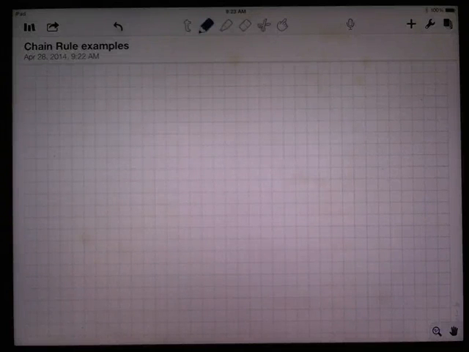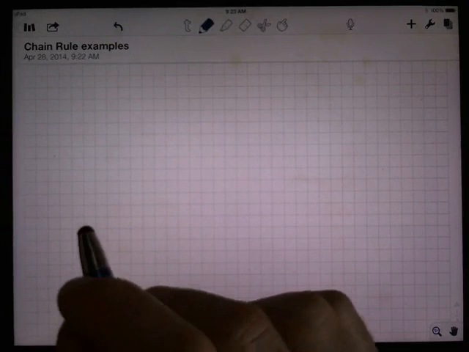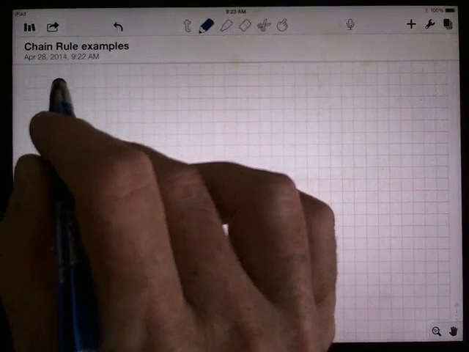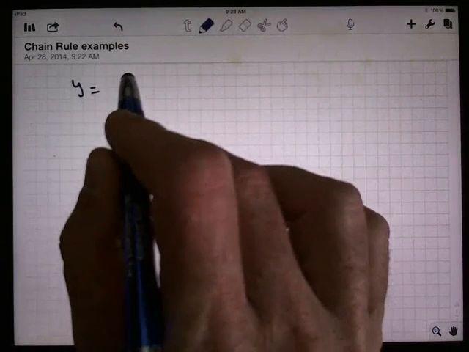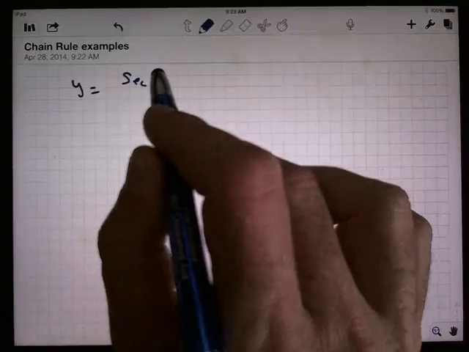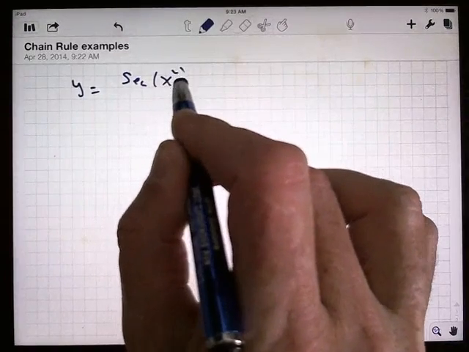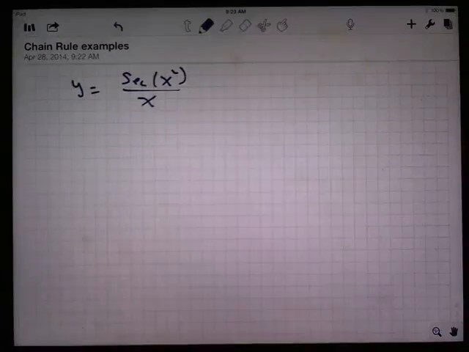All right, I want to show you some examples. I got three functions I want to do here, taking derivatives using the chain rule in combination with the other rules that we've already learned. So here's my first example. I want y equals the secant of x squared divided by x.